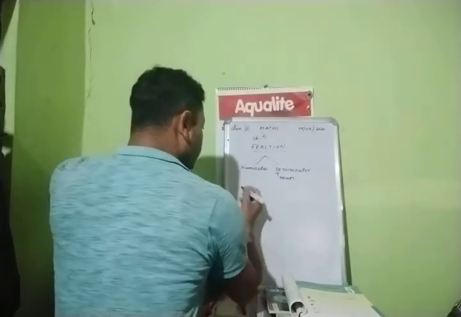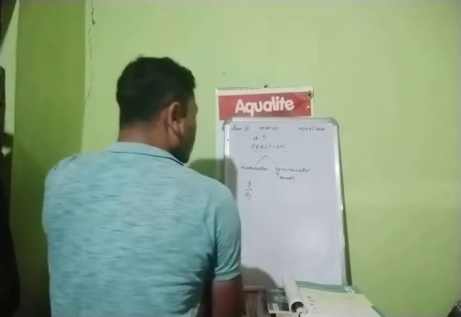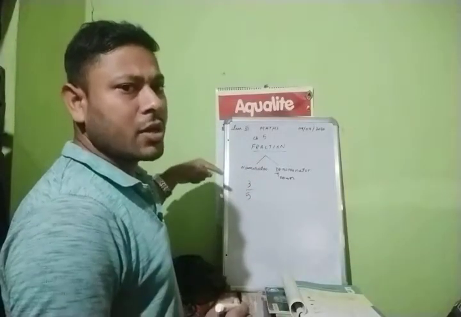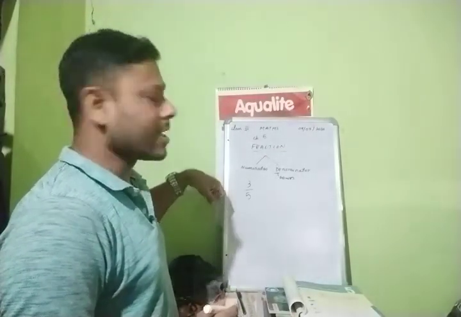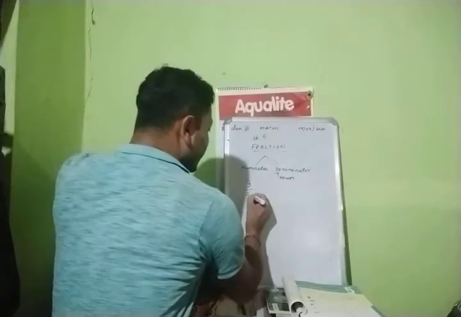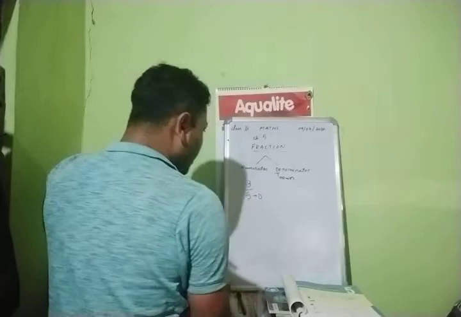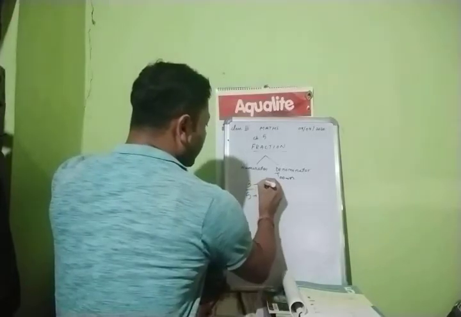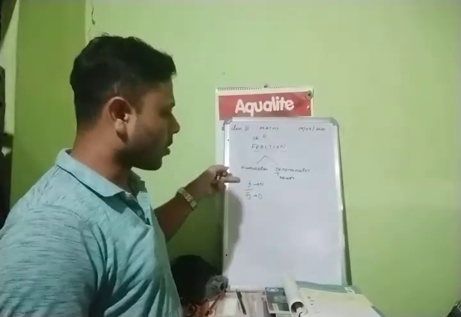Suppose I give you one number, 3/5. Can anyone say which one is the numerator and which one is the denominator? Yes. D means what? Down. So this will be your denominator, and then N will be your numerator, on the top, right children?